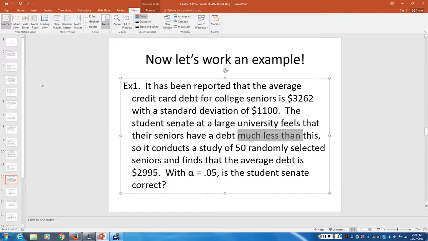Somebody's got a set of notes up there if they need them. Okay.